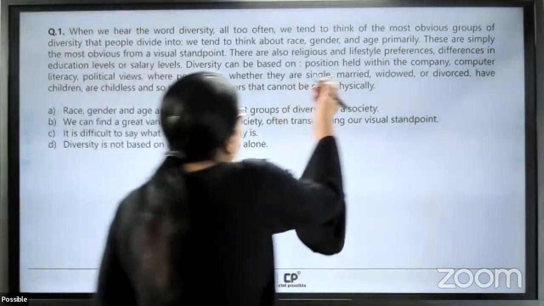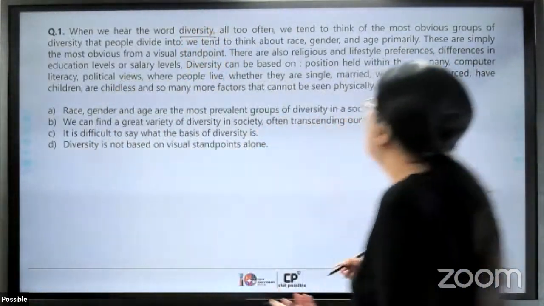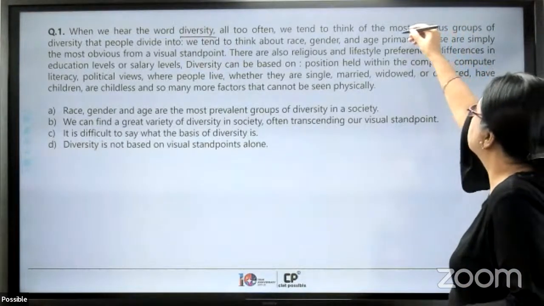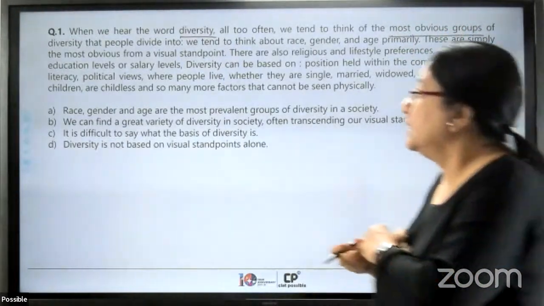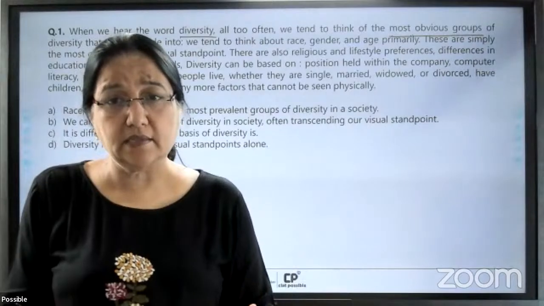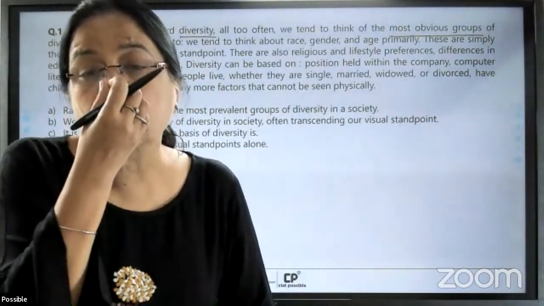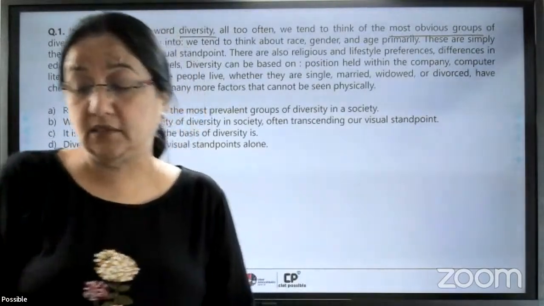Okay, but diversity, look carefully once. Here the topic is diversity. All too often we tend to think of most obvious groups. Okay, and diversity that people divide into, we tend to think about race, gender, all this is elaboration, religious, lifestyle preferences, differences, education level, so many more factors that can be. So if we really look at it, diversity, and different types of diversity exist in society. Okay, this was the crux. The rest is reference: diversity is more than what we think. Not more than what we think. This comparison the author has made.